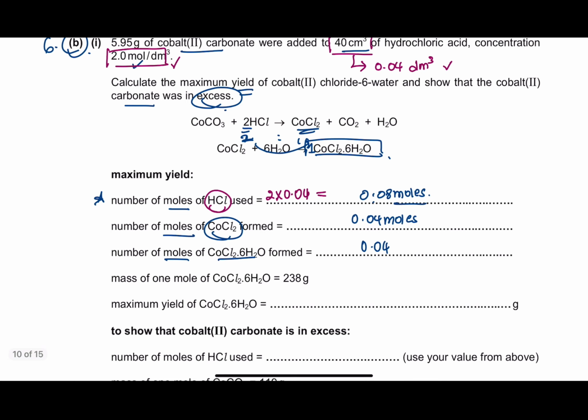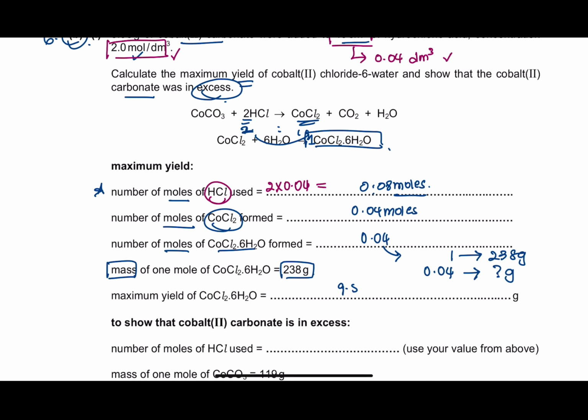Next, they have given you the mass for 1 mole, which is 238 grams. Now, since we only have 0.04 mole, we need to calculate what is the mass for 0.04 mole. If 1 mole gives you 238 grams, what would be the mass that you obtain only from 0.04 mole? If you do cross multiplication, you will be able to get a mass of 9.52.